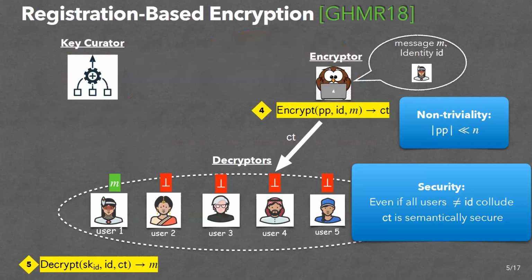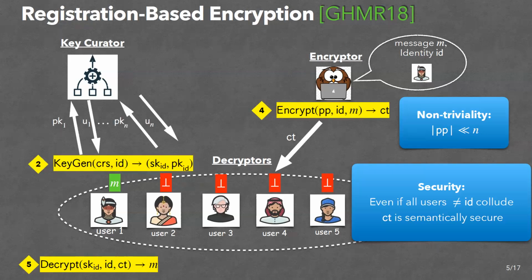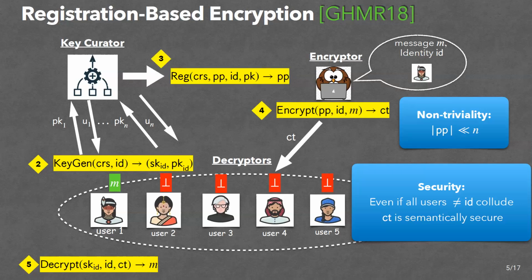So for that, in 2018, Garg et al. introduced the notion of registration-based encryption, where basically the encryption works as an identity-based encryption, as before, except now the users are locally sampling their secret keys together with a corresponding public key, and they're sending the public key to another third party that we call the key curator. So what the key curator does is that it takes the public keys and compresses them into a small representation that we call the public parameters, which is the analogous of the master public key.